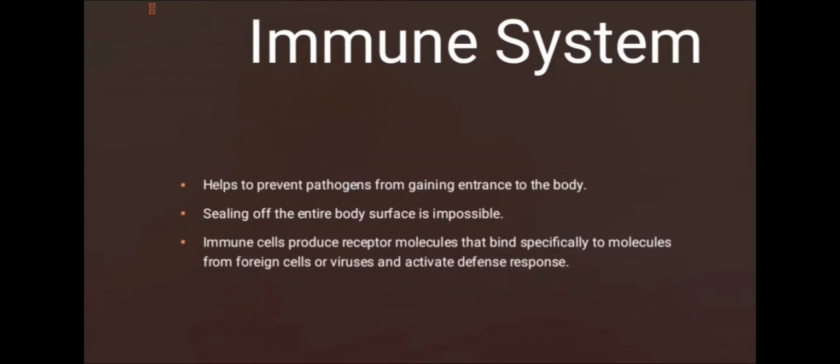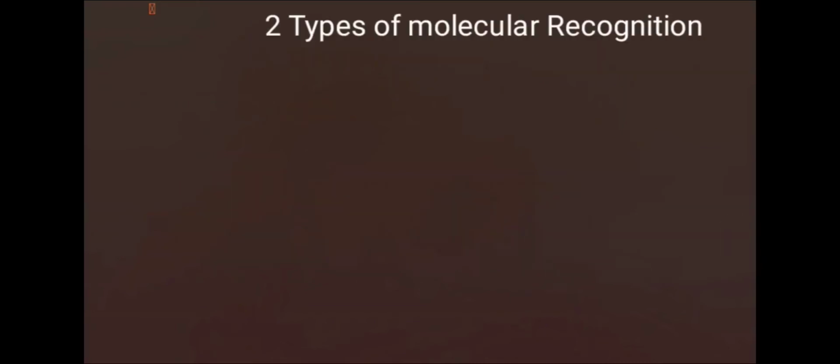Immune cells produce receptor molecules that bind specifically to molecules from foreign cells or viruses and activate a defense response. The specific binding of immune receptors to a foreign molecule is a type of molecular recognition, and it is the central event in identifying non-self molecules, particles, and cells. There are two types of molecular recognition: innate immunity, which is common to all animals, and adaptive immunity, which is found only in vertebrates. The adaptive immune response is also known as the acquired immune response.